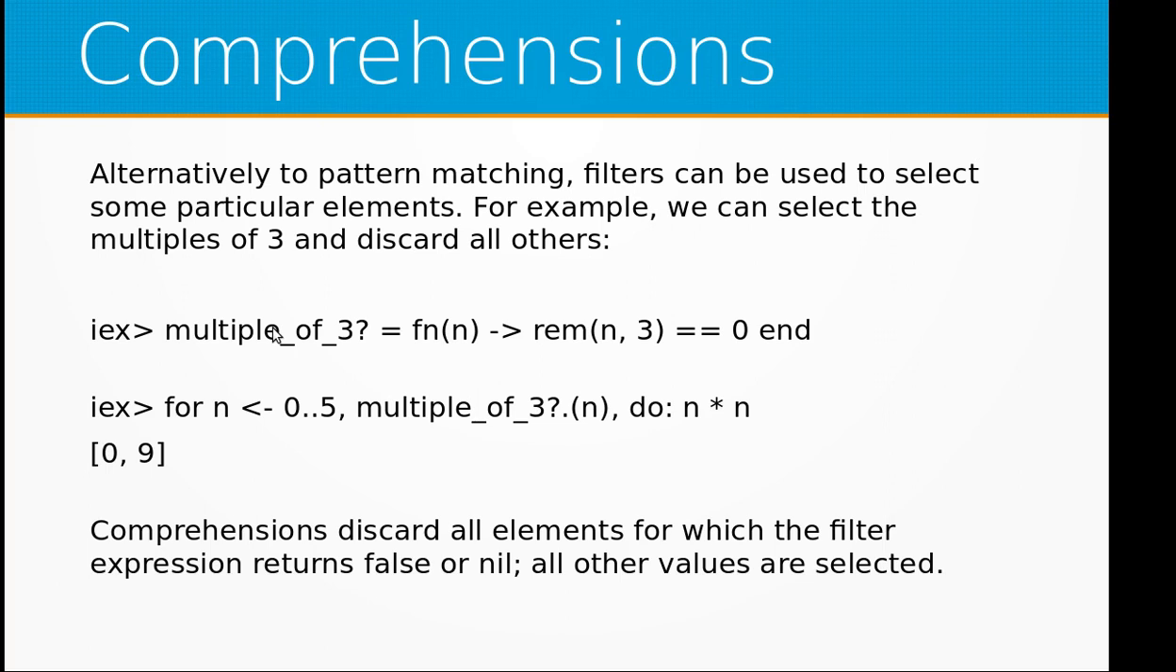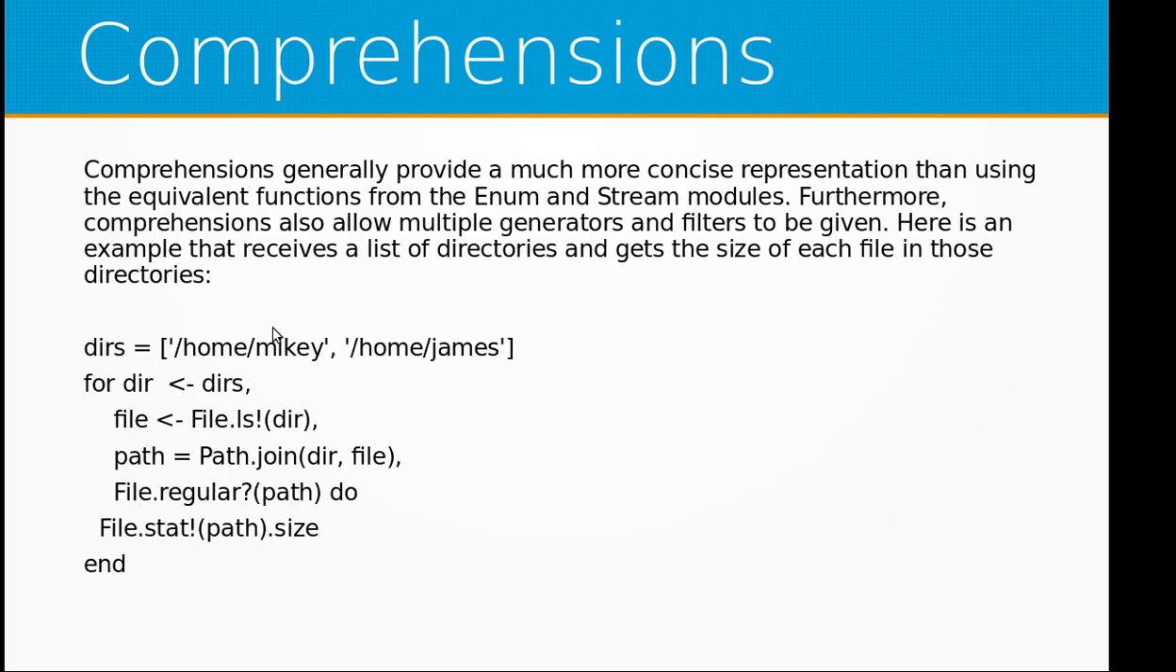Comprehensions discard all elements for which the filter expression returns false or nil. All other values are selected. Comprehensions generally provide a much more concise representation than using the equivalent functions from the Enum and Stream modules. Furthermore, comprehensions also allow multiple generators and filters to be given. Here is an example that receives a list of directories and gets the size of each file in those directories.